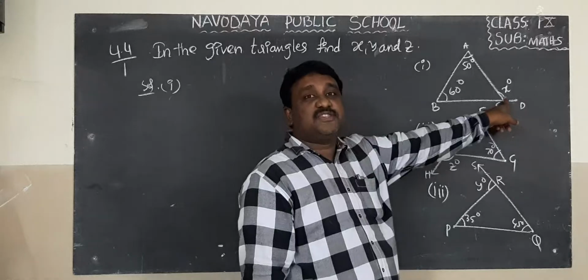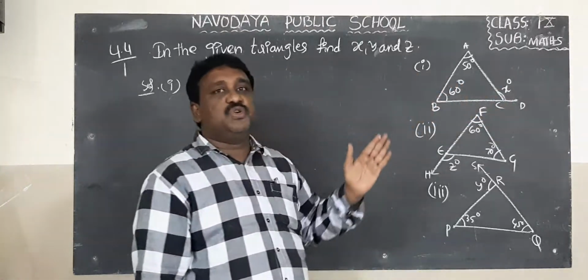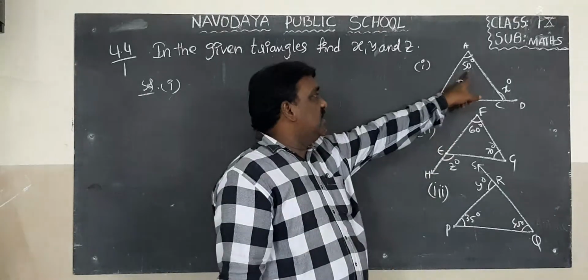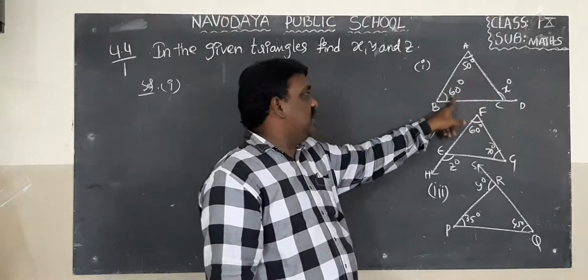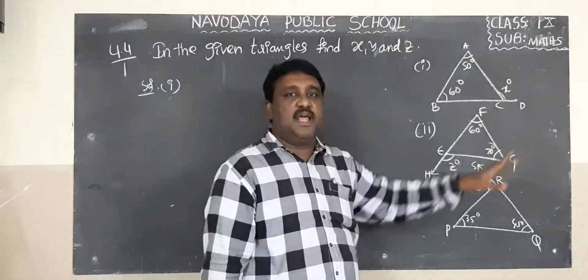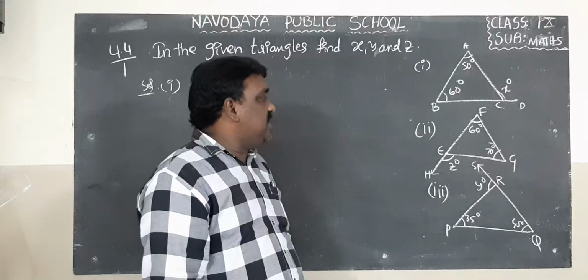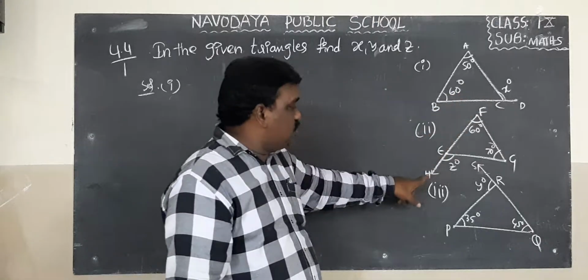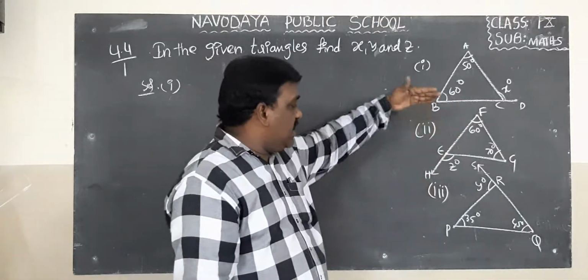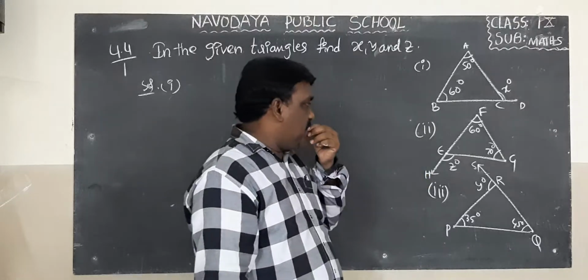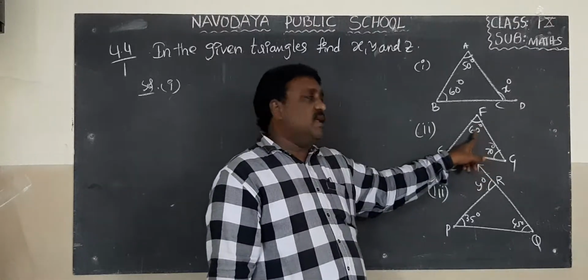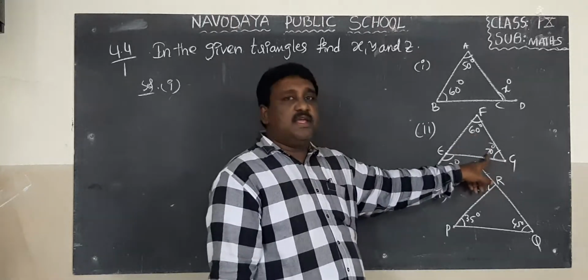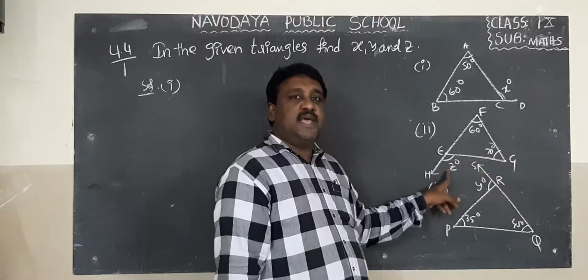What we get? Exterior angle. So by producing the side of the triangle, we get an exterior angle. What are the angles? 50 interior angle, 60 interior angle, x exterior angle. Second diagram, EFG is a triangle. FE is produced up to H. Then what are the angles? 60, 70, Z. 60 is interior angle, 70 is interior angle, Z is exterior angle.